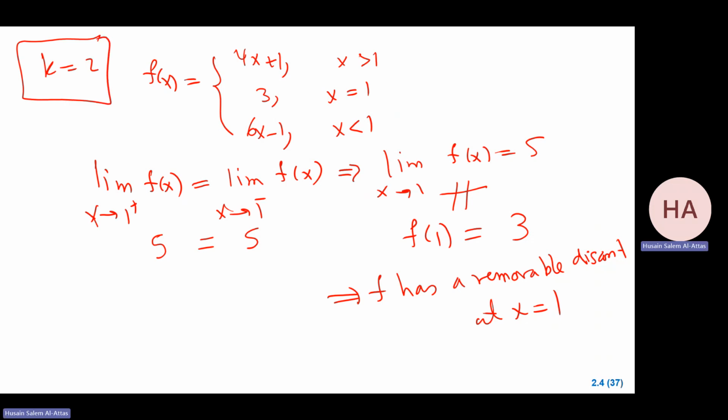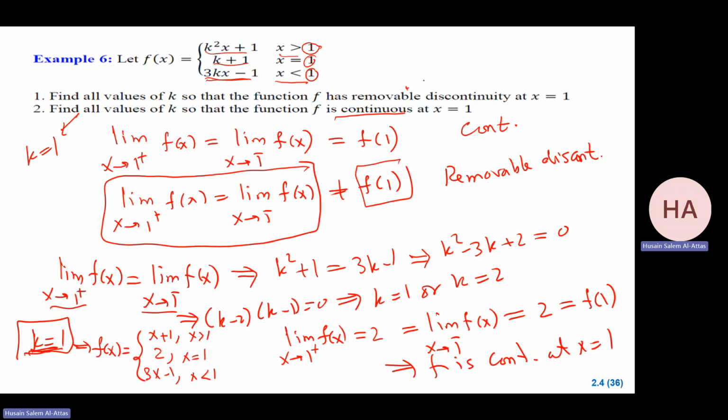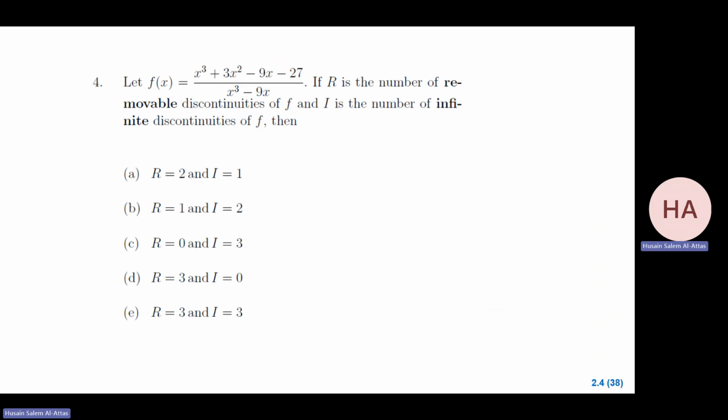So if k equals 1, I'm getting continuity, but if k equals 2, I'm getting a removable discontinuity. Okay, let me do all the examples. By the way, I have removable and non-removable. Infinite we don't have separately; we call it non-removable. Okay, so for this function, when do I have removable and when do I have non-removable?